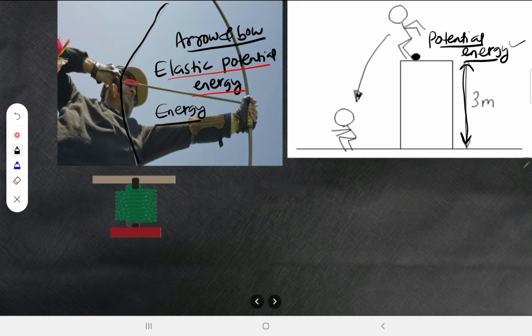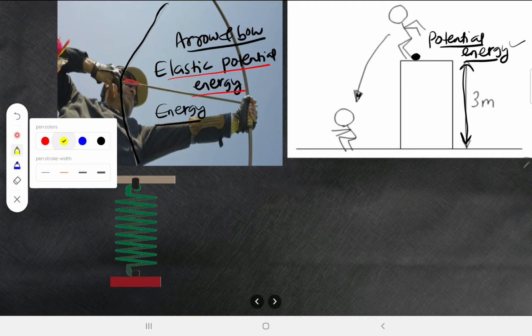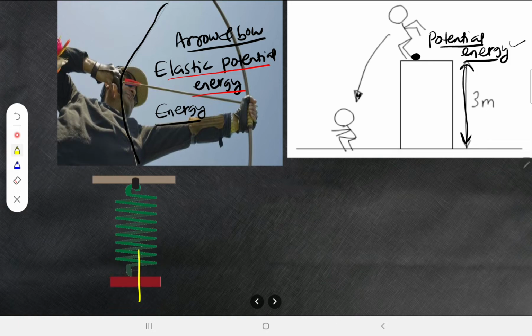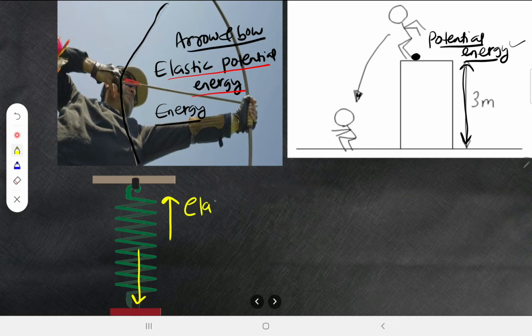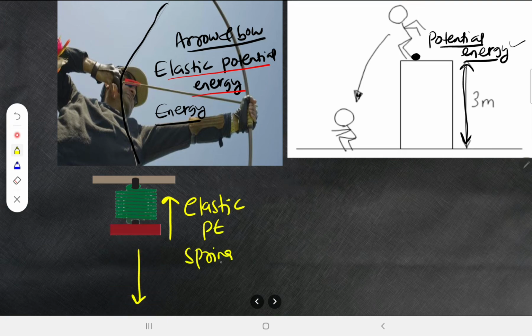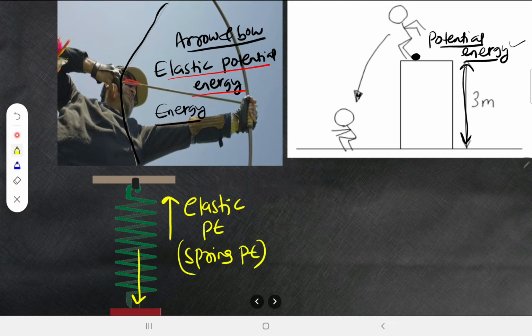Now look at this spring. Due to the gravitational pull of the body, it is coming down, that is for sure. Then why is it going above? It is going above due to elasticity. You can call it elastic potential energy, or you can also call it spring potential energy. Both are the same. So it is coming down due to the mass and going up, so there must be some energy in this spring.